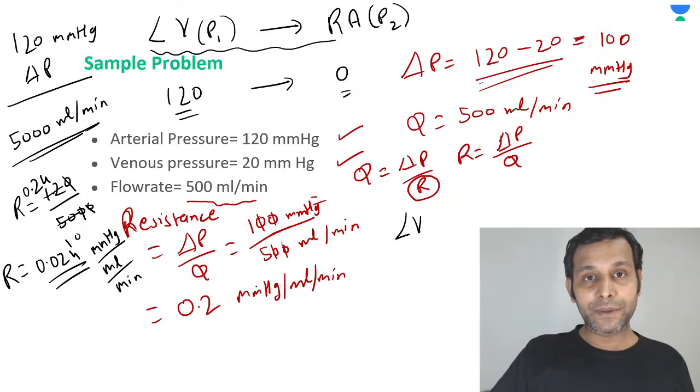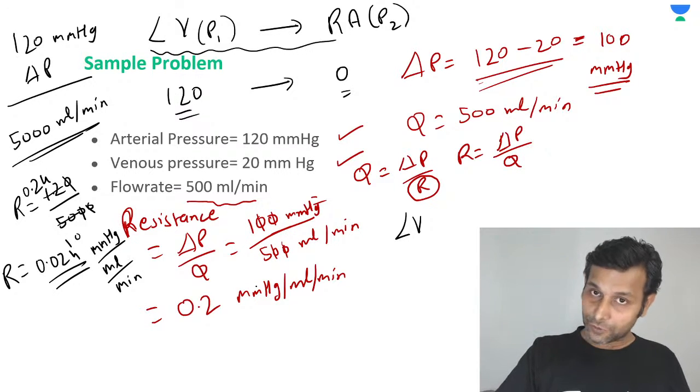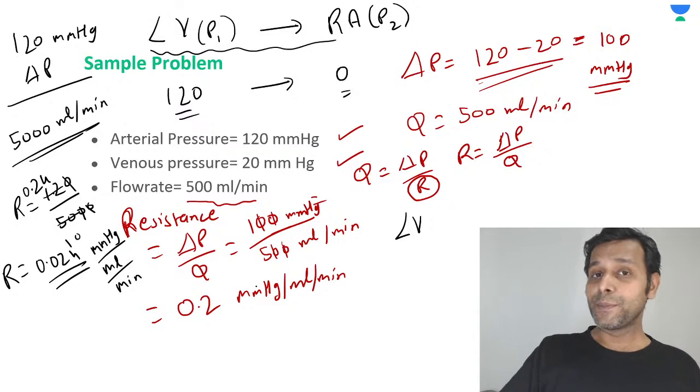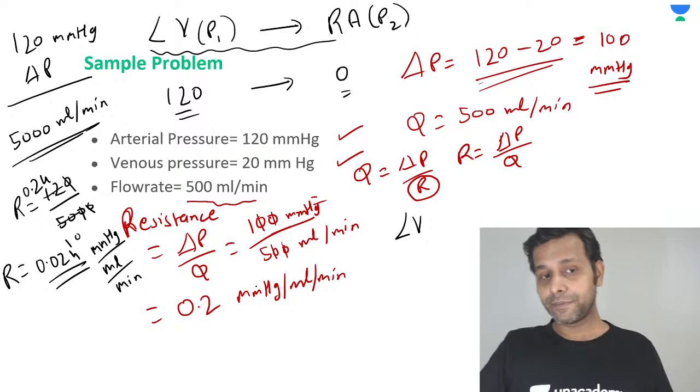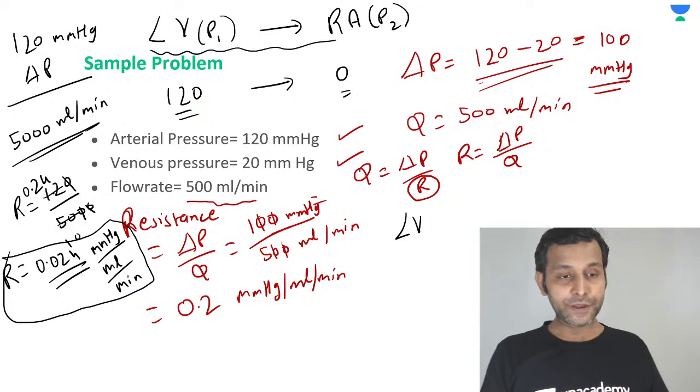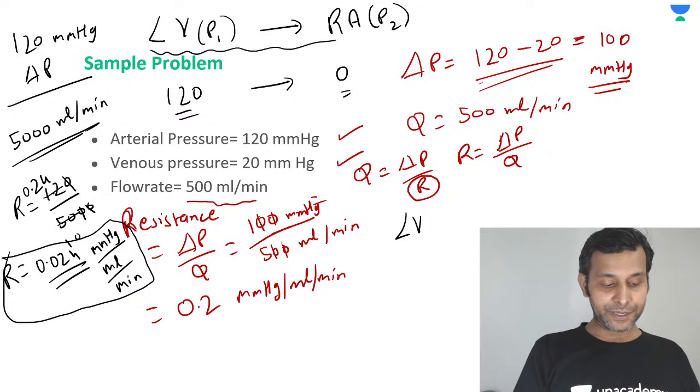So 120 mm of Hg divided by 5000 gives you something around 0.024 mm of Hg per ml per minute of resistance. So resistance in arterial tree is 0.024 mm of Hg per ml per minute.